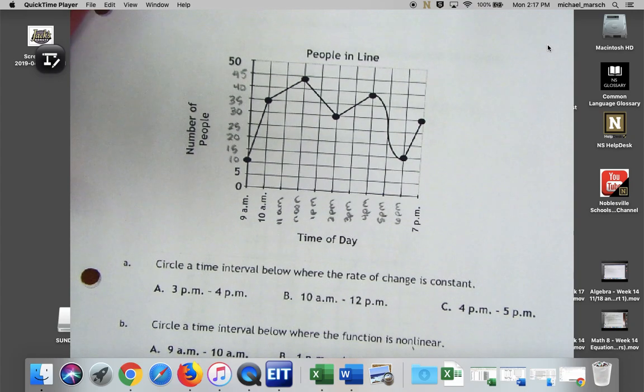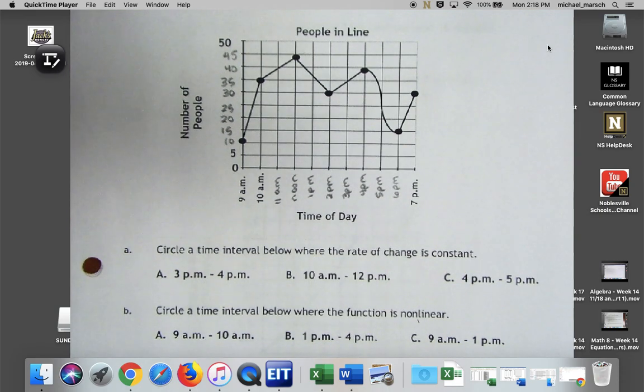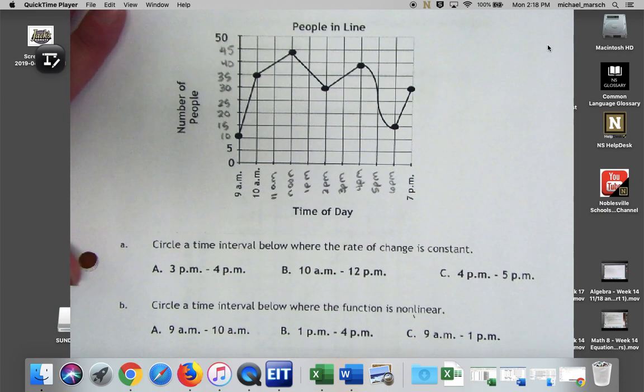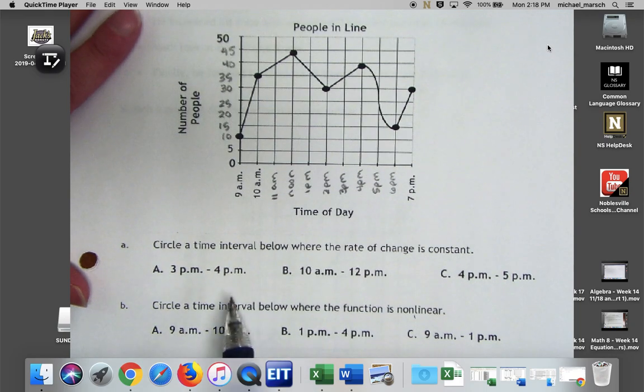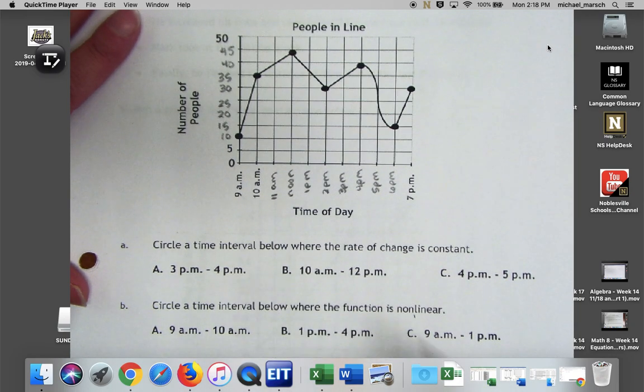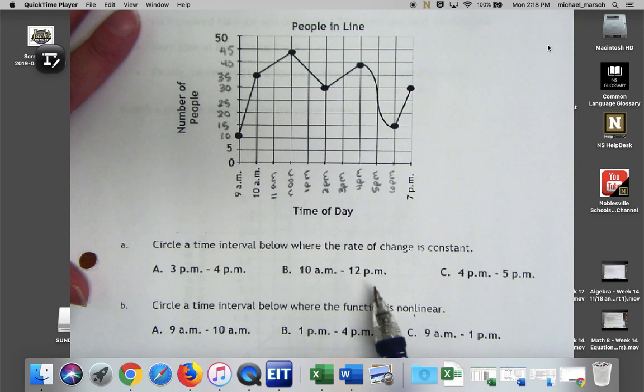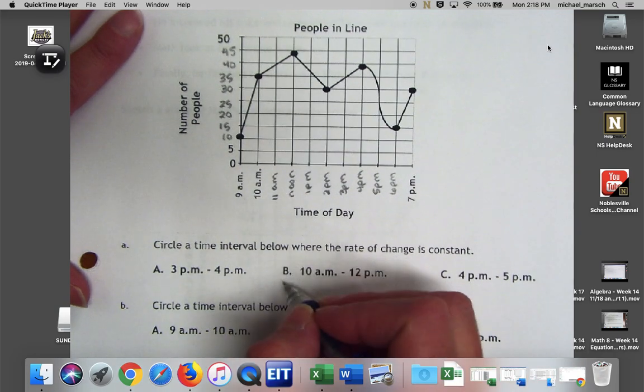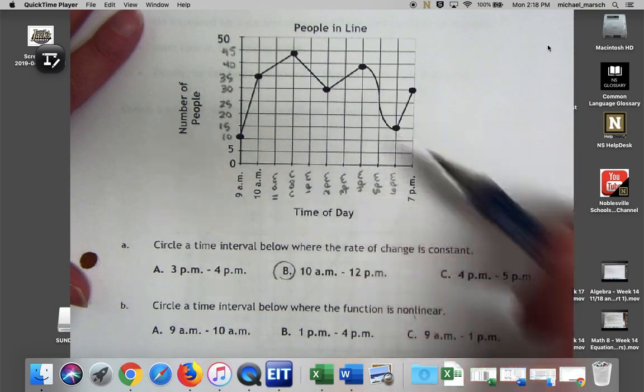Okay, circle a time interval below where the rate of change is constant. So remember, we're looking for a straight line that's actually changing. There are several opportunities here with this graph. So which of these fits that? 9 a.m. to 10 a.m., or 10 a.m. to 12. Yep. And then 4 to 5, of course, it was decreasing.